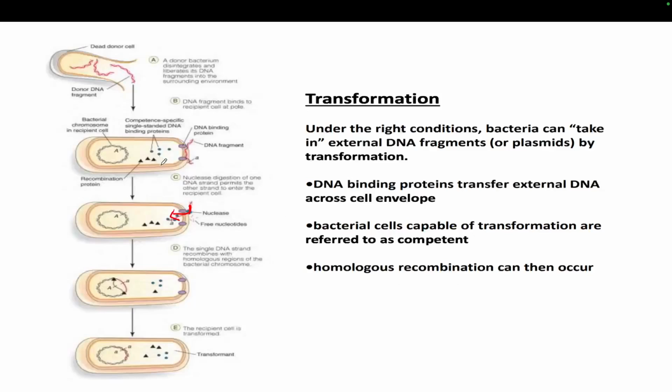So this is the whole process of transformation. Suppose this is the donor cell. When it is dead or lysed, the nucleic acid material inside will be released. At that time there is another type of cell, called the recipient cell or competent cell, which has the capability to take this DNA and upgrade its genetic content.